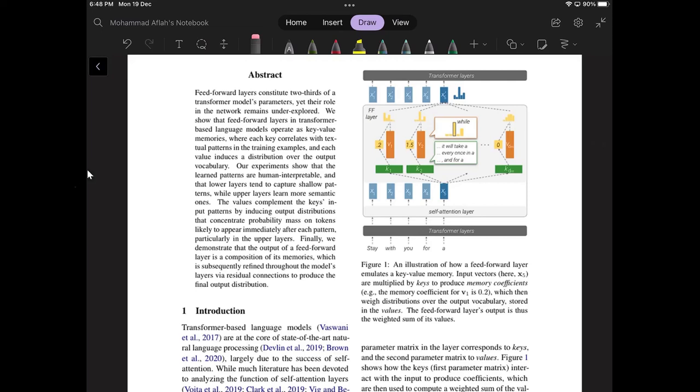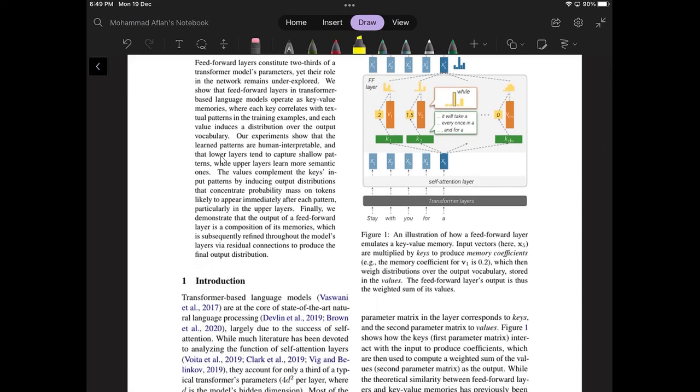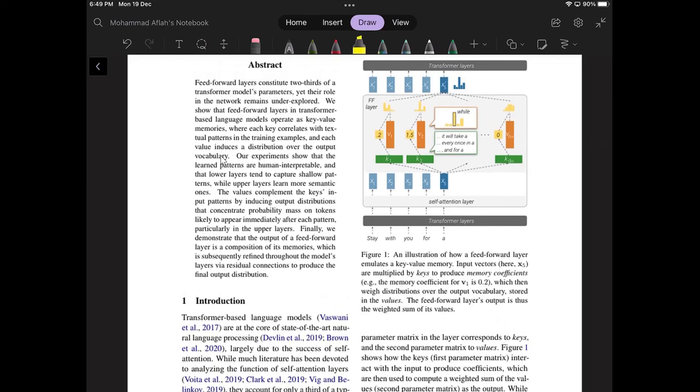Okay, so the abstract: feed-forward layers constitute two-thirds of a transformer model's parameters, yet their role in the network remains underexplored. By feed-forward layers, these are just the feed-forward layers which are present within the encoders and give two-thirds of the total parameters. In this work, they show that feed-forward layers in transformer-based language models operate as key-value memories, where the key correlates with textual patterns in the training examples, and each value indicates a distribution over the output vocabulary. So this is pretty interesting.